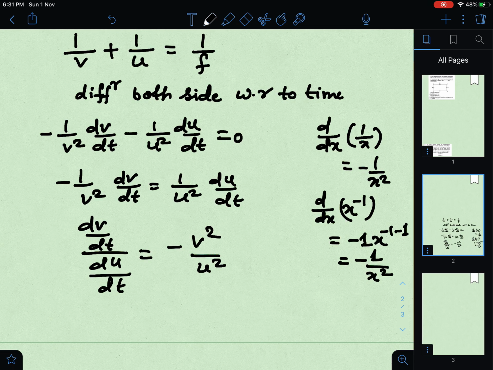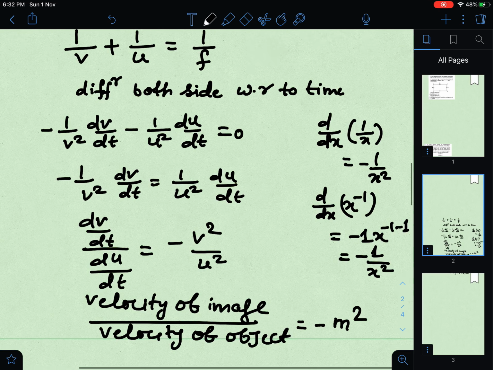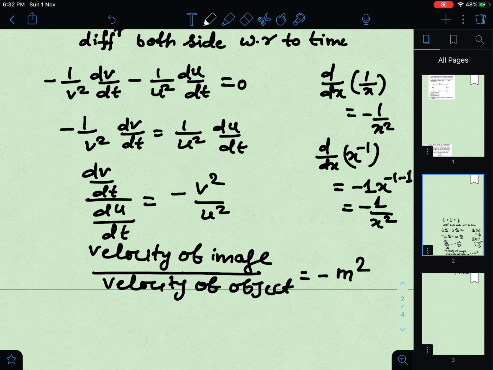So I'm writing this dv by dt, which is nothing but velocity of image, upon du by dt. Can I say that this is the velocity of object? Velocity of image upon velocity of object is equal to minus v square by u square, guys. This v by u I already discussed, this is nothing but magnification. So that's minus of m square. So magnification square is velocity of image upon velocity of object.